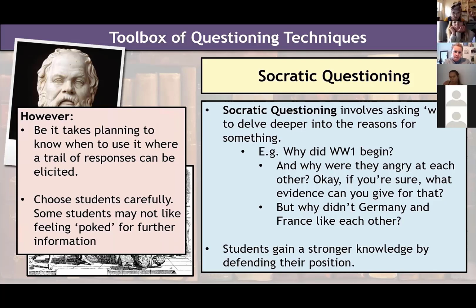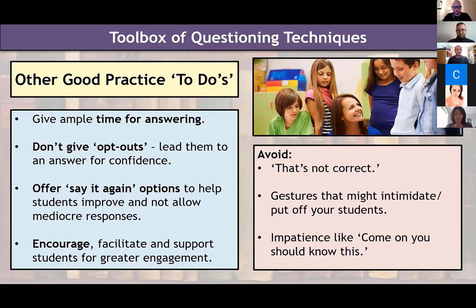My last slide is really just some general practice from the research. Again, give loads of time for answering. I know it takes time from your lesson, but it can be worth not giving an opt-out. If a student doesn't know, maybe I can rephrase the question or ask a sub-question that gets you to answer this question. So can you stagger questions or scaffold questions to help them to it?